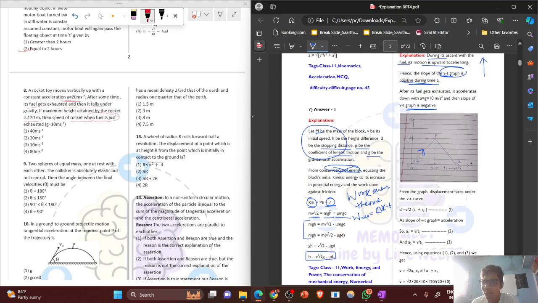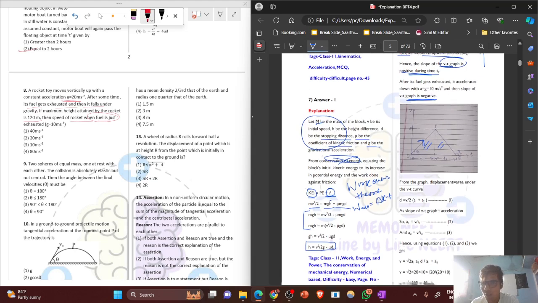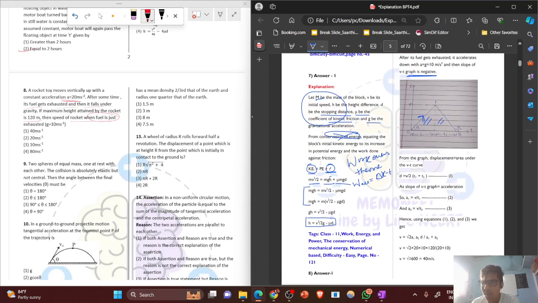Now from the curve we can calculate the displacement, which is the area under this graph. So once you calculate the area, what will it be? This is a triangle, half into base into height. So height is this, base is this. So half into base is T1, height is V. So the complete area has base T1 plus T2, and height is this. Now from here we can calculate T1 and T2.